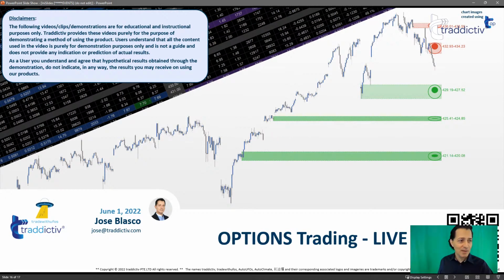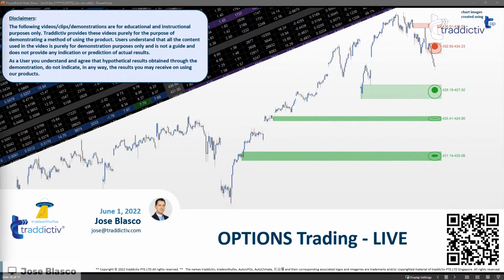I just got the same problem with my background, just like I had the other day. I'm not sure exactly what is happening. Maybe a little issue with my camera or something. So I guess I'm going to have to turn off the camera because it looks terrible like this. So I apologize for that. It's going to be the screen. It's not going to be me today.